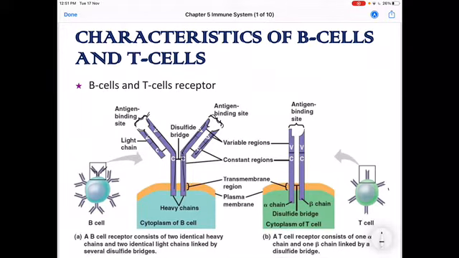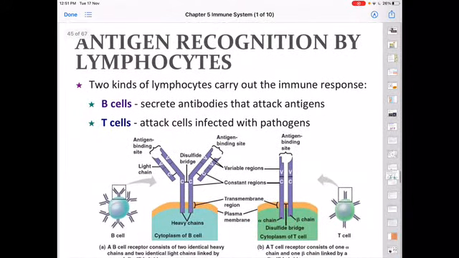Alright. So meanwhile for the T cell, they only have the alpha chain and beta chain. And both of the chain are attached by the disulfide bridge. If you can see the position of disulfide bridge juga berbeza antara kedua-dua sel. B cells secrete antibodies that attack antigens.